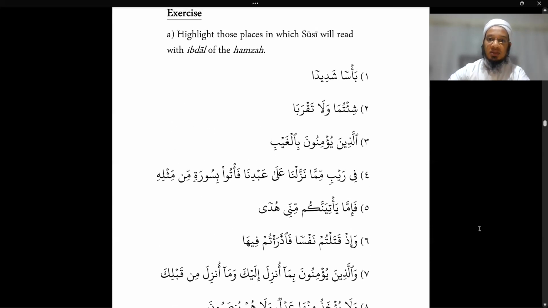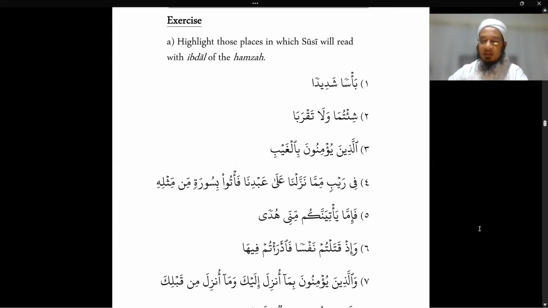So you can pause the video at this particular point to complete the exercise. You need to identify where Susi will make ibdal. You're looking for a hamza that has a sukoon. That is where the change will apply. Once you've completed, you can resume and see where the answers are.